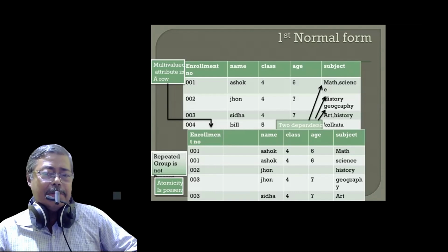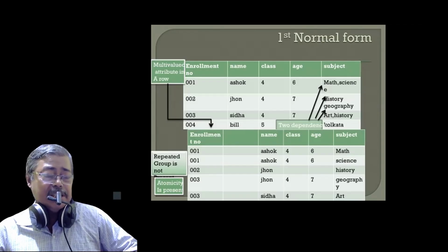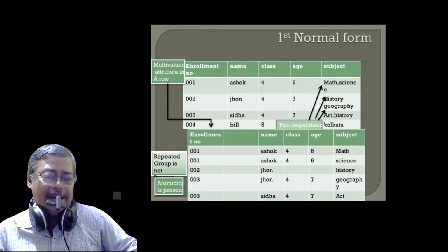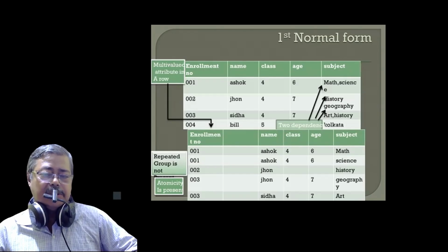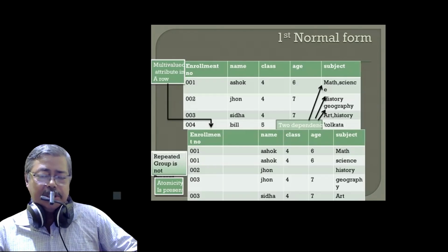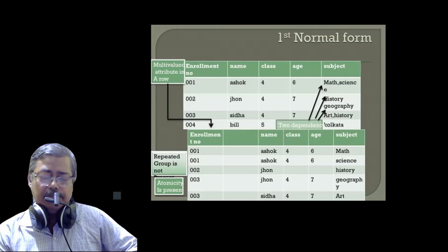The multiple values will be removed, and after removing them, the repeated group is not present here, and then atomicity is present. Atomicity means one value at each row, each cell holding one value. So in first normal form we see row number 1 math, row number 2 science, history, geography and art. It is called first normal form.